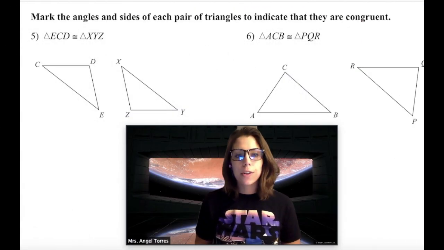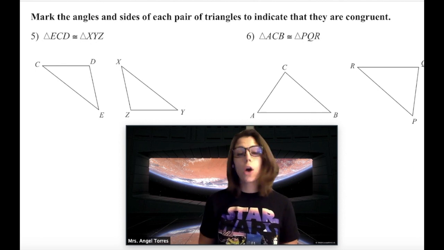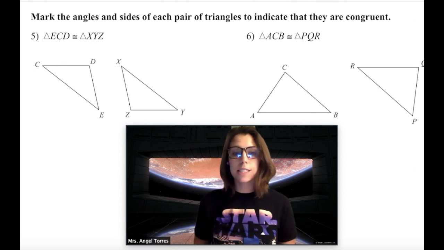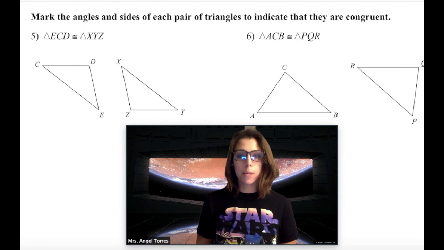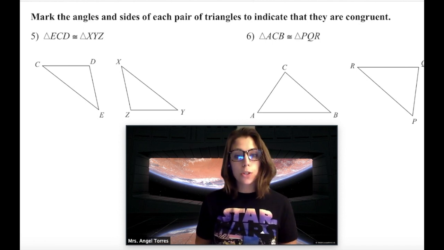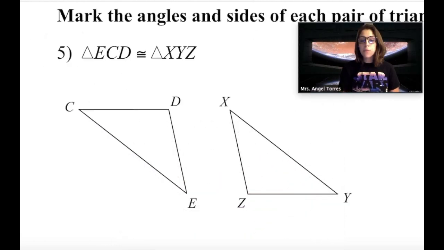Mark the angles and sides of each pair of triangles to indicate that they are congruent. Okay, so now we're given the congruency statement and we have to go in and use the appropriate notation. Let's take a closer look at number 5. Just as before, I'm going to start with my angle measures. So the angles of triangle ECD are congruent to the angles of triangle XYZ in the same order.